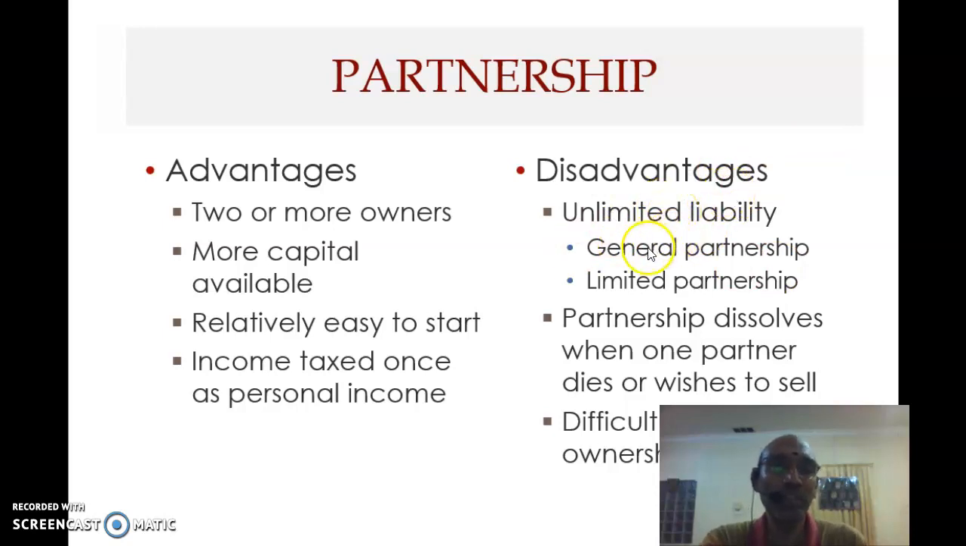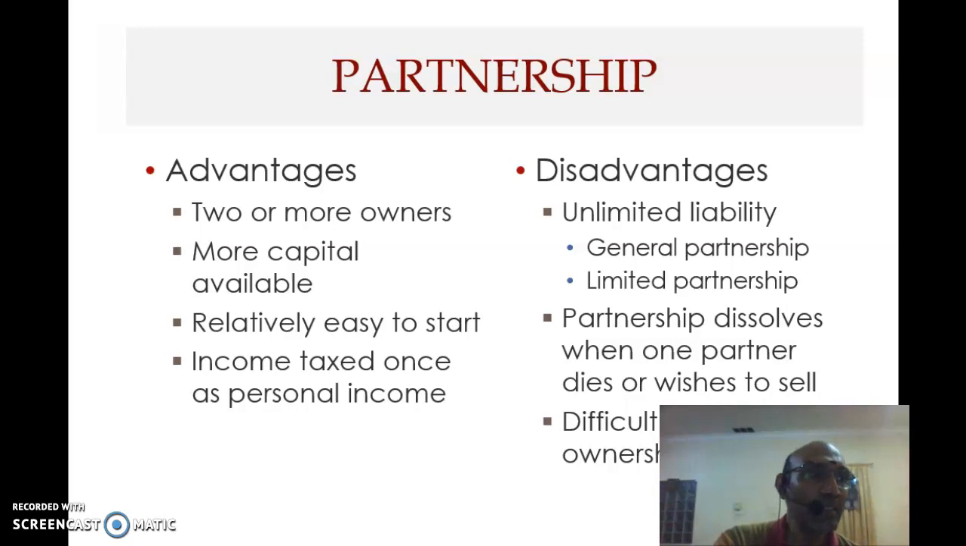Okay, but here you have two types of partnerships. One is general partnership, where all partners are general partners, meaning every single owner or partner in the firm is liable to pay for the liabilities of the firm. But in a limited partnership, there can be one or more limited partners. Limited here means limited liability. That is why they call it limited partners.